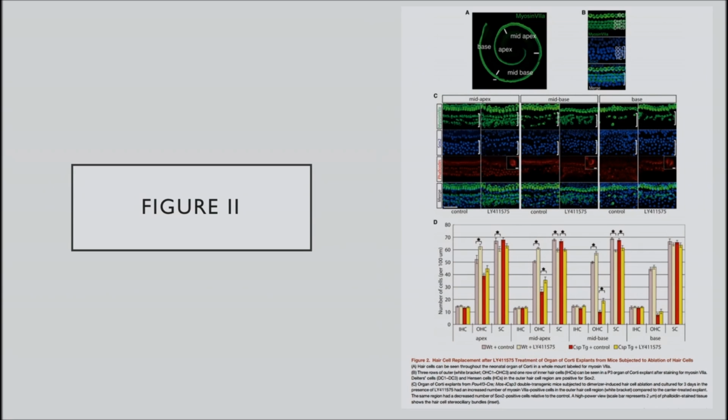In Part A of Figure 2, we see a whole mount organ of Corti stained for myosin 7A. In Part B of Figure 2, we see one row of inner hair cells above 3 rows of outer hair cells in the top panel. The middle panel of Part B is showing staining for supporting cells found in the organ of Corti. The final panel shows the prior two panels overlaid.